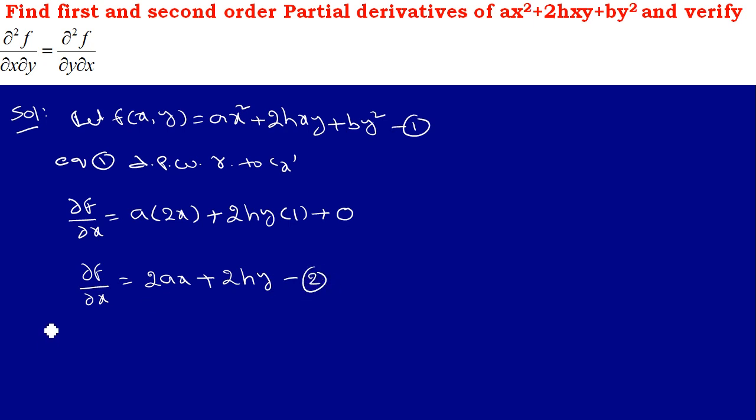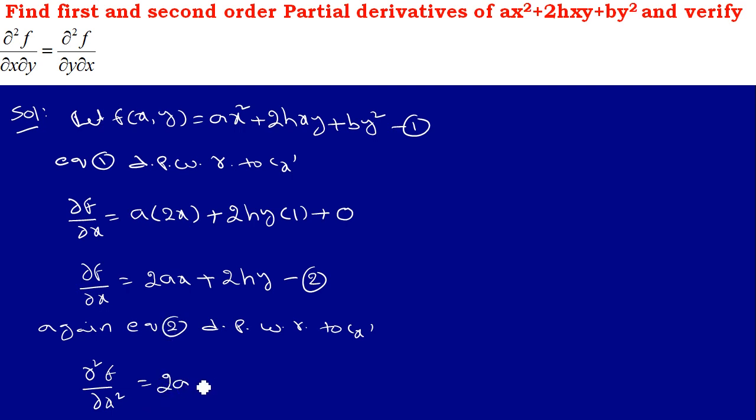Again, equation 2, differentiate partially with respect to x. We'll write ∂²f/∂x². With respect to x, y is constant. In the same manner, 2a is constant, so x differentiation 1, plus 2hy gives 0. So we'll get 2a. So this is equation 3. I'm going to draw one line here.